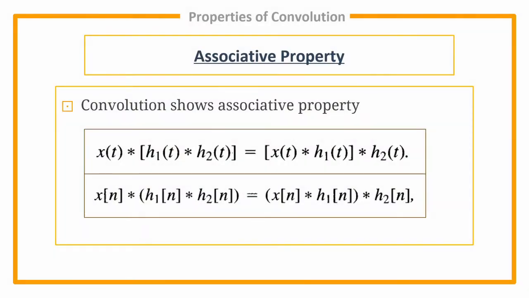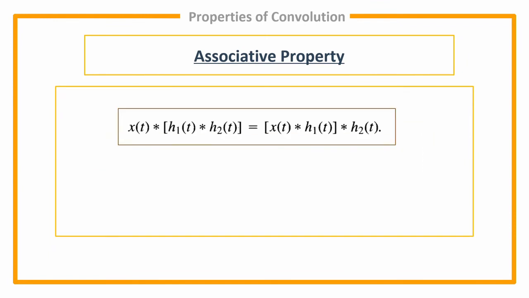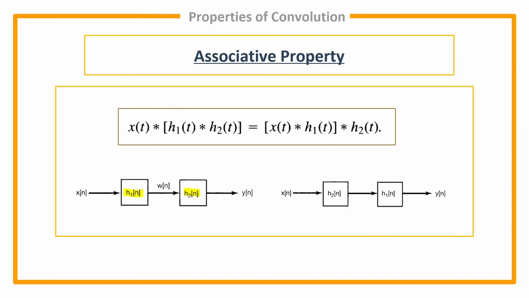Convolution also shows the associative property. So x of t convolved with h1 of t, convolved with h2 of t, equals x of t convolved with the convolution of h1 of t and h2 of t. Now, this brings us to the conclusion that the order in which the systems are kept doesn't matter. So if you have a system with impulse response h1 of n, you keep it before a system with h2 of n, you get the same output for the same input if you keep the system with h2 of n before the system with h1 of n as the impulse response.